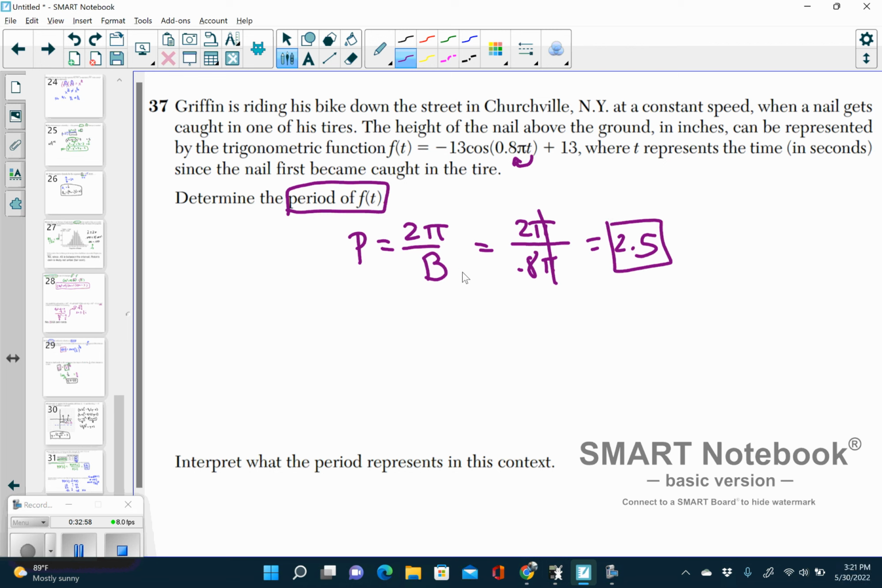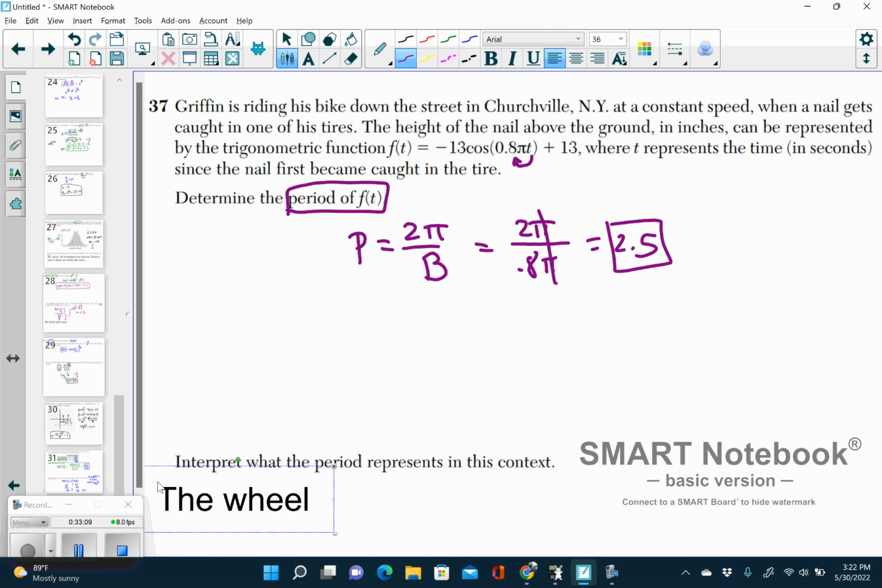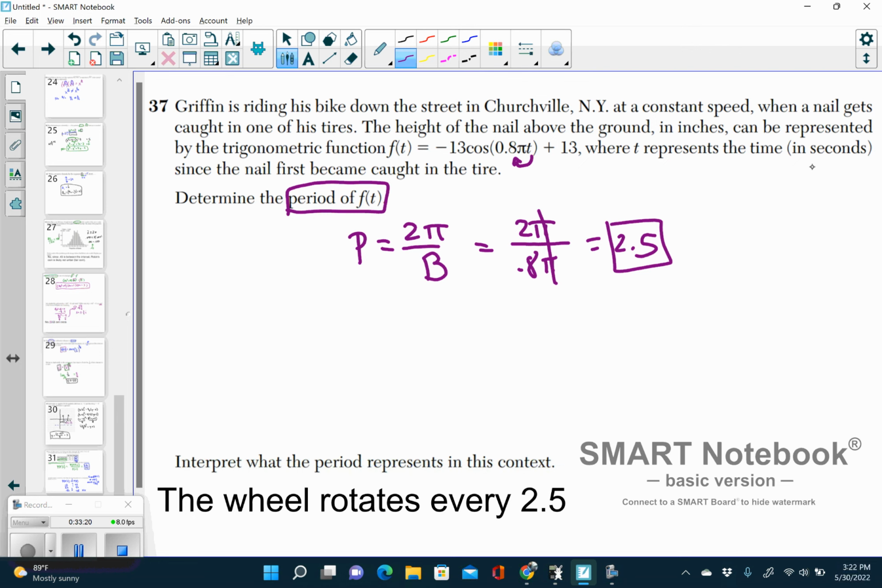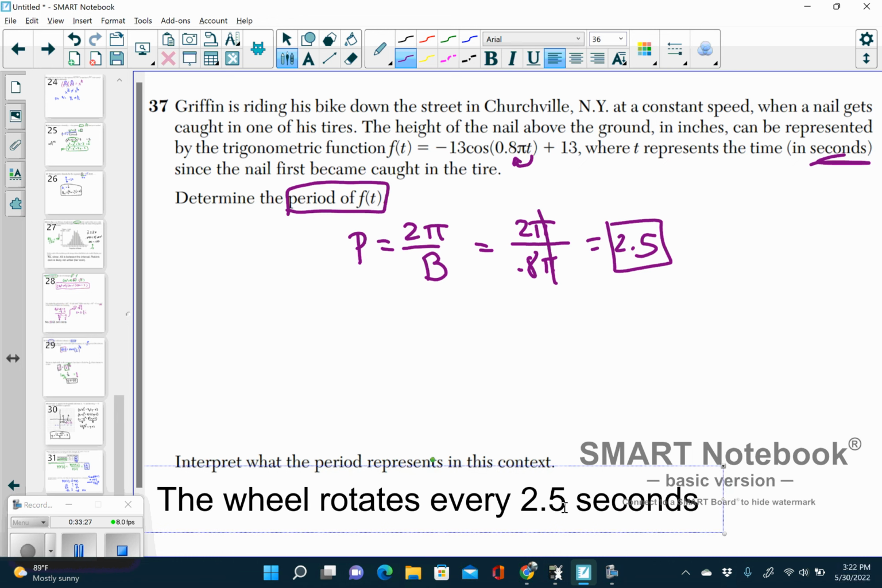So interpret what the period represents in this context. What that means is this is talking about a wheel. So it just means that the wheel rotates every 2.5. And what's our unit? Oh, time in seconds. Okay, in seconds. So the wheel rotates every 2.5 seconds is what we can interpret from the period.